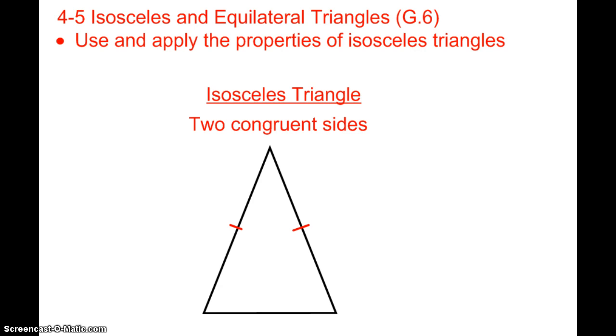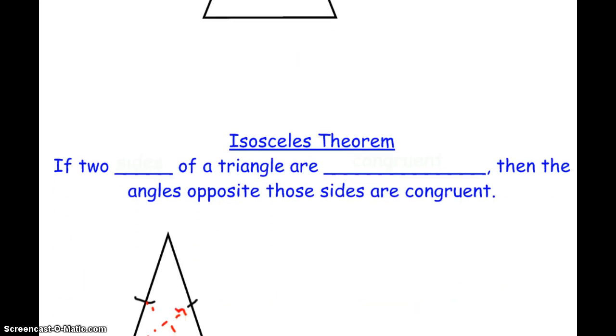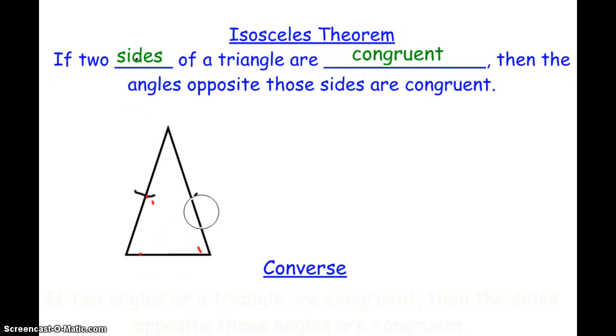Okay, an isosceles triangle is a triangle that has two equal sides. You know that already. Now, because it has two equal sides, we know this. The theorem says if two sides of a triangle are congruent, then the angles opposite those sides are congruent. So, if we have an isosceles triangle with two sides congruent, then the angles opposite those sides are also congruent.